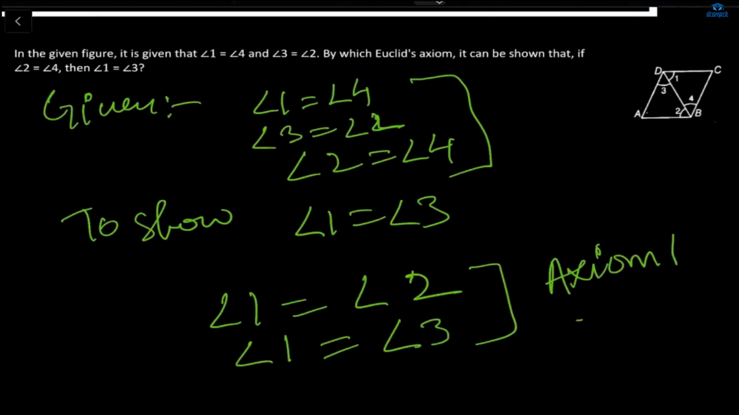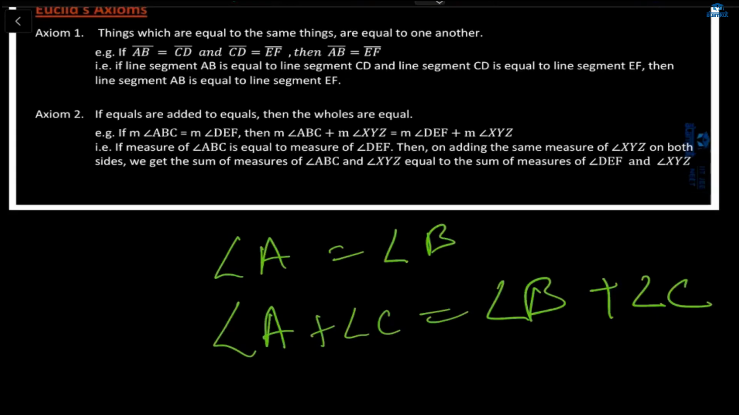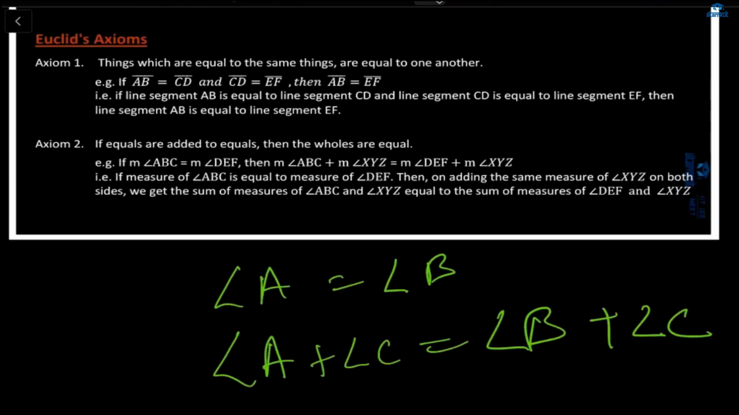Axiom 1 said what? Where was your axiom 1? That things which are equal to the same thing are equal to one another. So we use axiom 1.